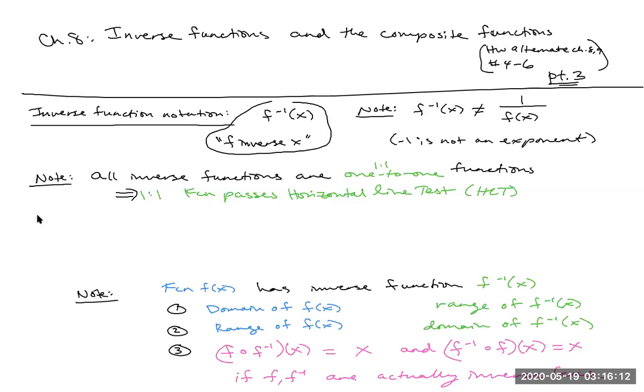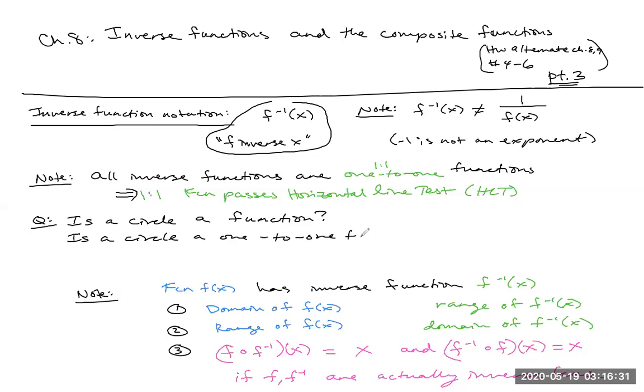So Q is a circle. Is a circle a 1-to-1 function? I want you guys to think about that. Actually draw out a circle, test the vertical line test, test the horizontal line test, and see what you get. Just so that you'll be able to check, the answer is no to both.